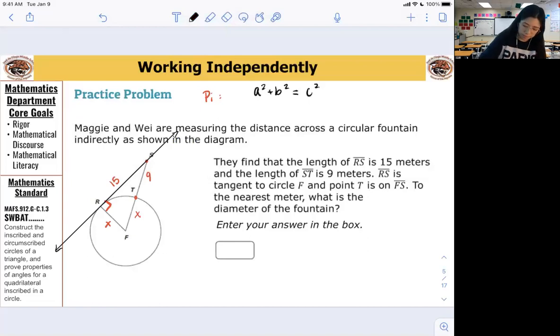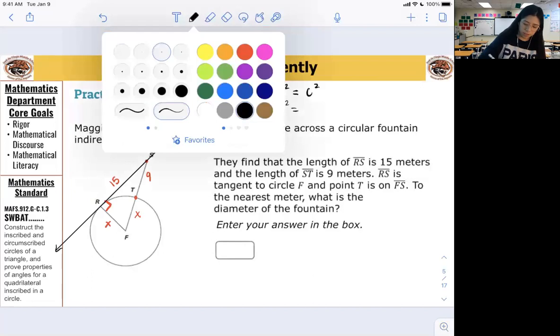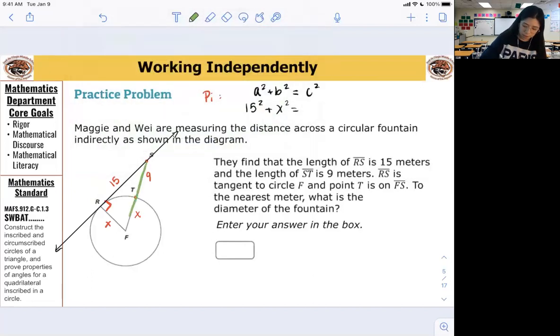15 squared, good. B squared would be x squared. And c squared would be not just 9, but the whole length of that side would be what? 9 plus x. So think about it. The hypotenuse, the whole hypotenuse is 9 and x, 9 plus x squared.